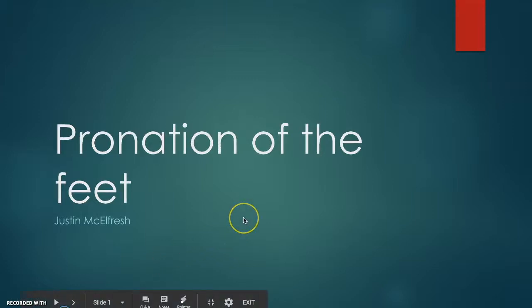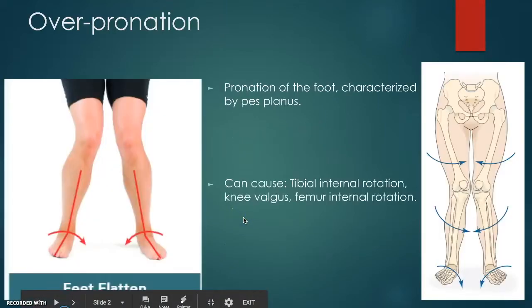Presentation is on pronation of the feet. Now going right into it, identifying what overpronation is. Pronation of the feet is often characterized by pes planus. Pes planus is often known as flat feet, and those with flat feet have less than a normal arch and often display increased pronation of the foot-ankle complex.